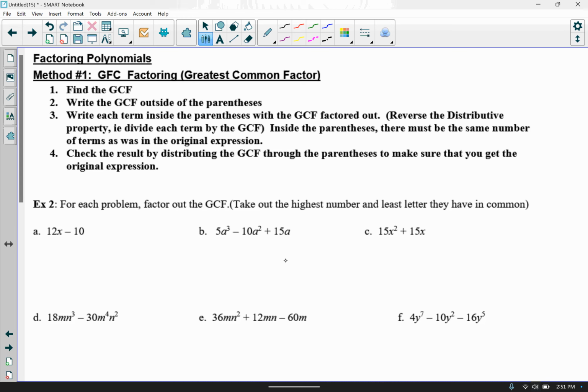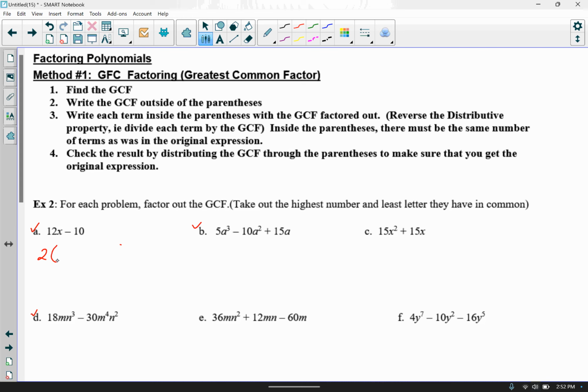All right, so let's do A, B, and D here together, and then I encourage you to pause the video and finish up that problem. Okay, so in letter A, what's a number that'll go into both 12 and 10? And it's the only number, right? Which is 2. The highest number, least letters. Well, that one has 1 x, that one has no x's, so I don't pull out any x's.